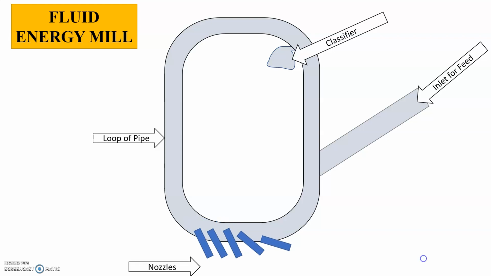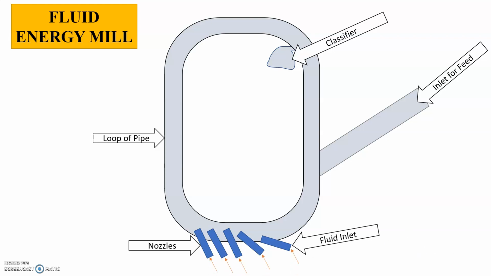A series of nozzles for the inlet of air or an inert gas. The outlet, that is fluid and fine particles. Here the arrows indicate how the process in the fluid energy mill is carried out.